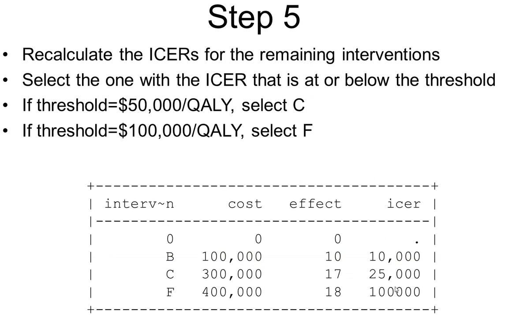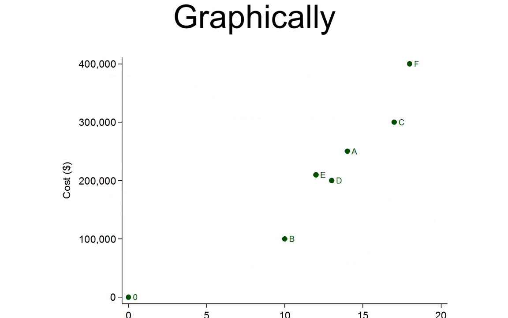And how would we know which one to choose? Now, this is again where we go back to our threshold. If our threshold is $50,000, we would go down this list until we get to an ICER that is not greater than $50,000, so we would choose C. If we were willing to pay $100,000, we would choose F because its ICER is just at $100,000. So that was really to show you what we mean by dominance and extended dominance.